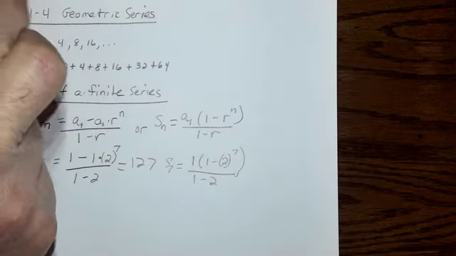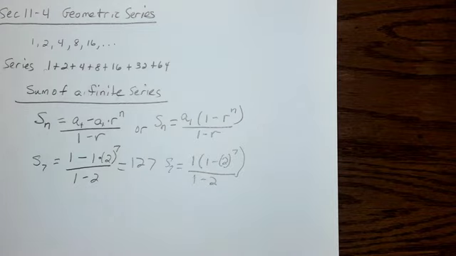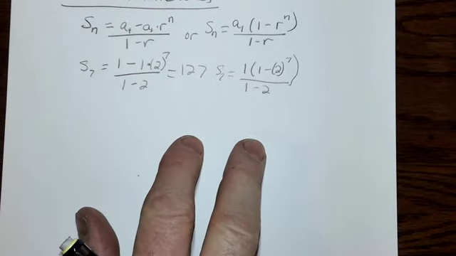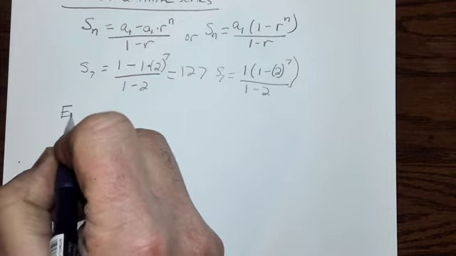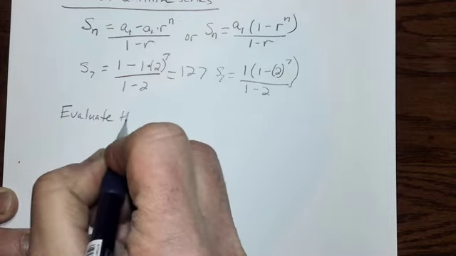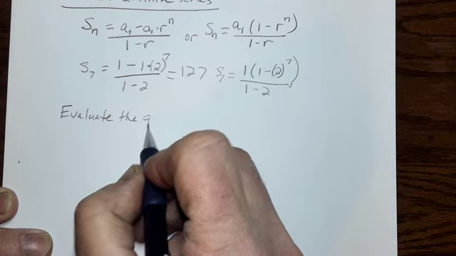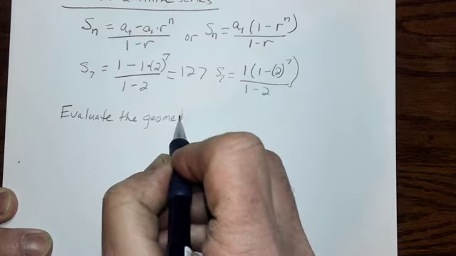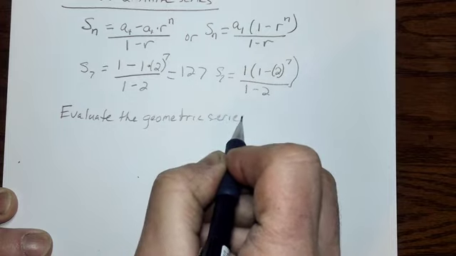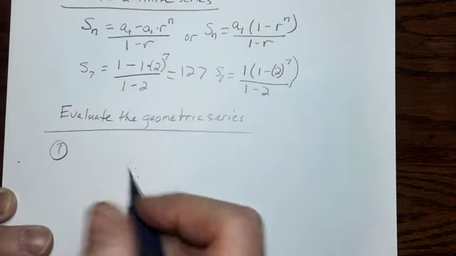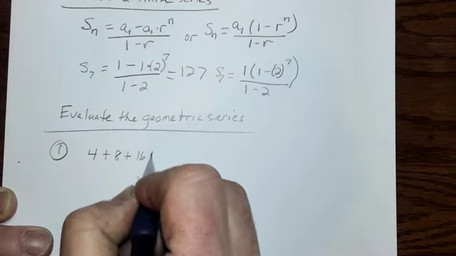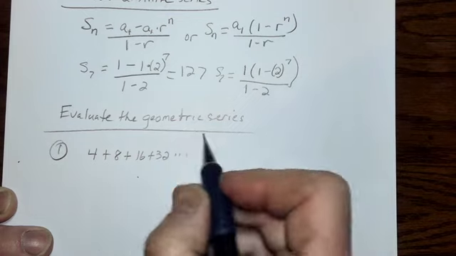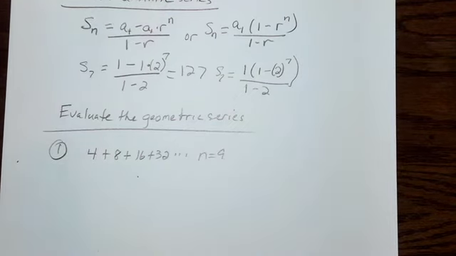Let's look at some examples of the information that they might give us. Let's look at a couple of problems here. Let's say I gave you this: evaluate the geometric series. The first one we're going to look at is, what if I wanted 4 plus 8 plus 16 plus 32 and so on, with n equal to 9?